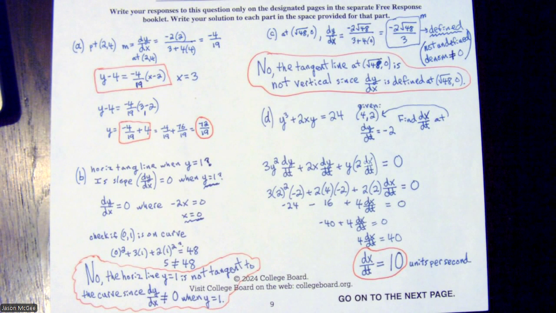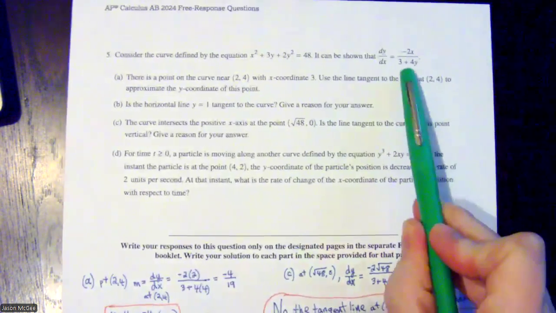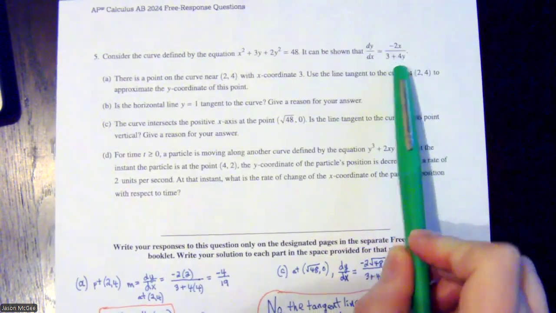Here's all my work and answers for this one. Some tangent line stuff, and then finish it off with a little related rate problem here. So it gives us a curve, gives us the derivative. It does a derivative for us there.